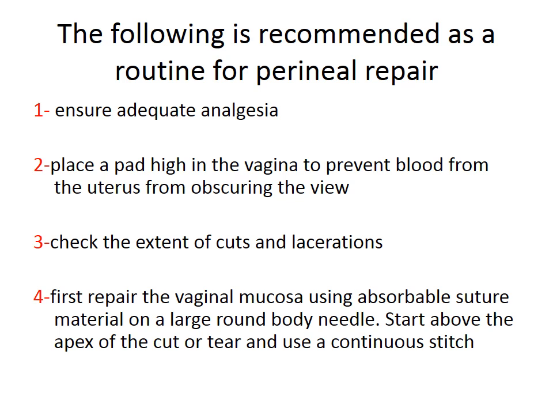And before doing the repair process, we have to check the vaginal walls and the perineum for the number and extent of cuts and lacerations. We start the procedure by first repairing the vaginal mucosa using an absorbable suture material, for example Vicryl, on a large round body needle. And the first stitch should be started above the apex of the cut or tear.